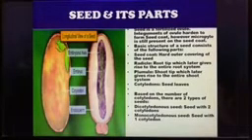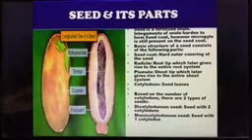If you open the seed, what will you see? You will see the embryo, right? In the previous lecture, we discussed in detail the formation of the embryo and the parts of the embryo, right? You must remember that we talked about the embryonal axis and epicotyl and hypocotyl. You know, hypocotyl is the part of the embryonal axis just below the cotyledon, right?